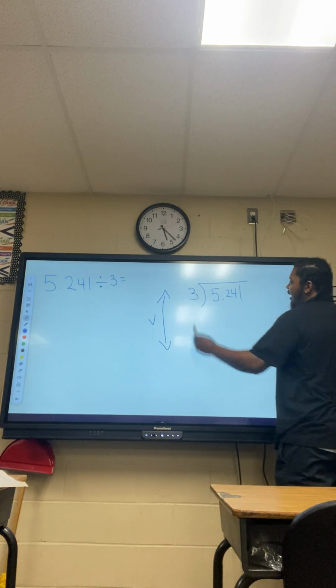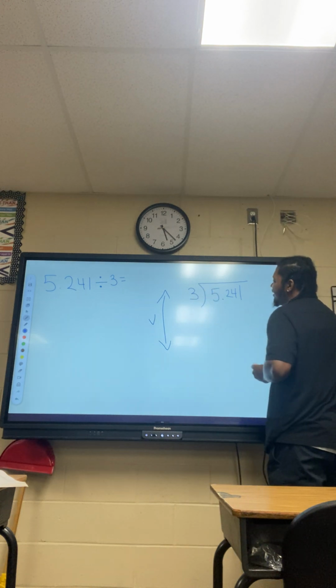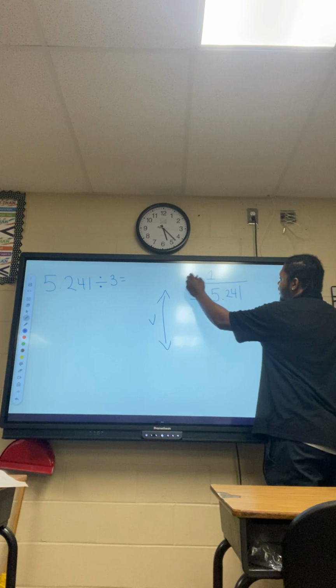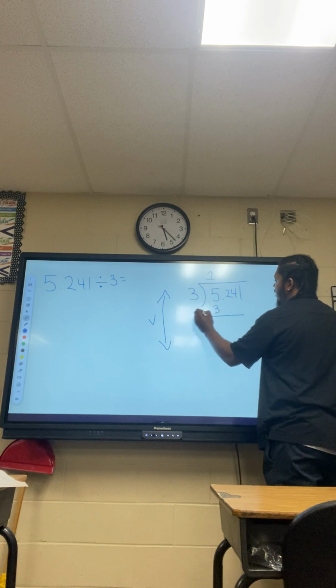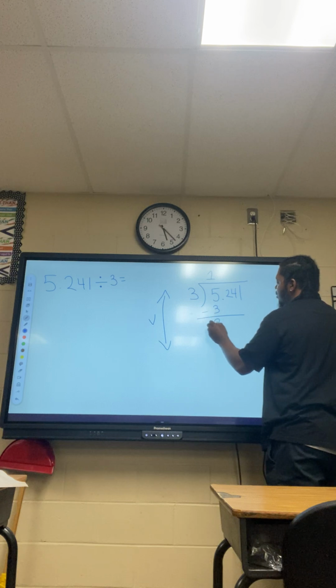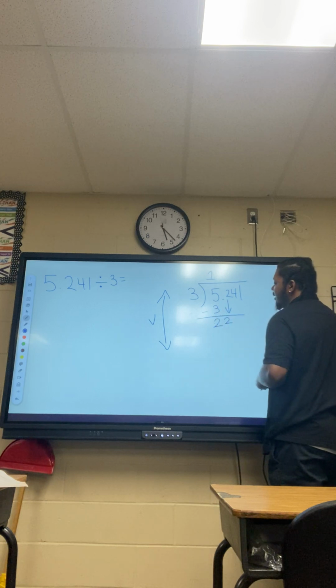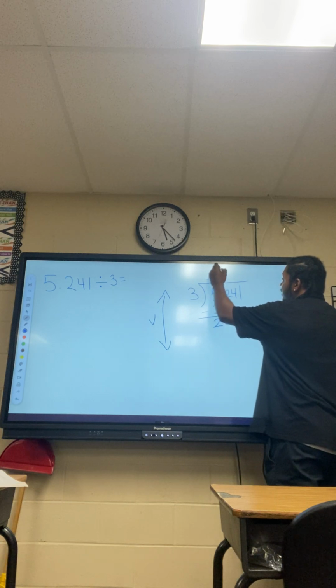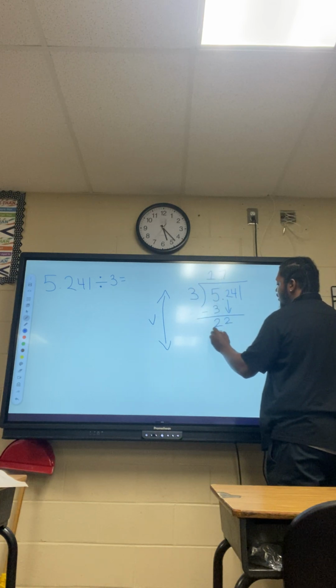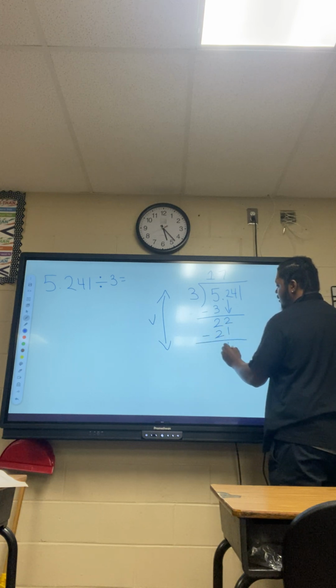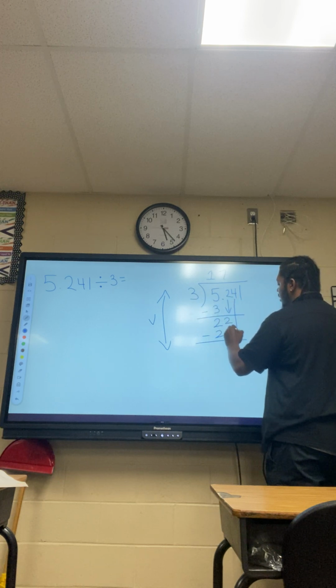So we would say, how many times does 3 go into 5? 1 time, and 1 times 3 is 3. 5 minus 3 is 2. Can 3 go into 2? No, so we need to bring down this 2. Now we have 22. How many times does 3 go into 22? Well, at least 7 times, for 21. 7 times 3 is 21. 22 minus 21 is 1. And we know that 1 cannot go into 3, so we can go ahead and bring down our 4.